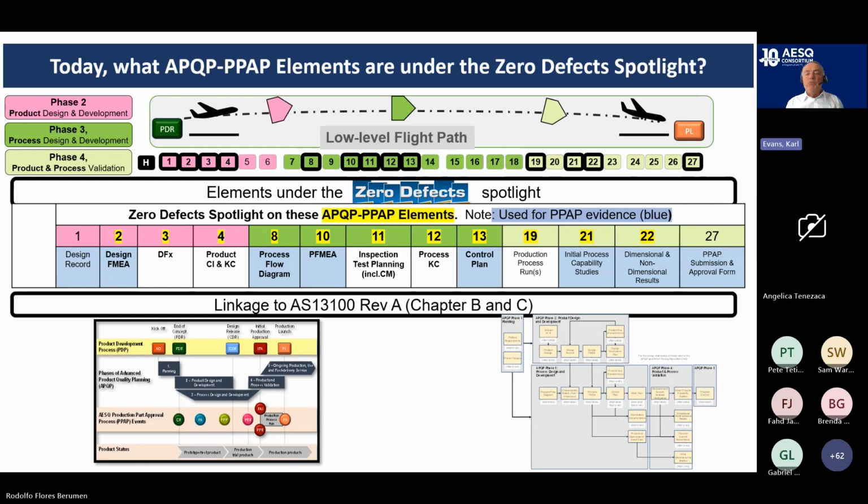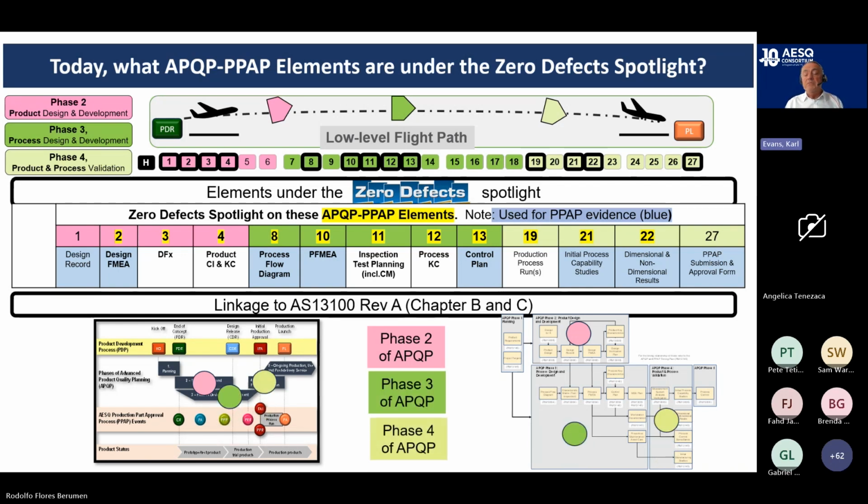And what you're going to see is that when we walk through the presentations, we are going to relate back to AS 13100 Rev A. There's the image to the left, which relates to Chapter B, which is what's known as the APQP timing chart. And then on the right-hand side, there's a connectivity diagram, which is in Chapter C. And we're going to draw attention to those as we fly through this flight path. Just a quick, simple reference for you. When we talk about phases, we have phase 2. We're going to be focusing on phase 3 and phase 4. The relationships between those two diagrams are what's mapped on the screen now. Move to the last slide, please.